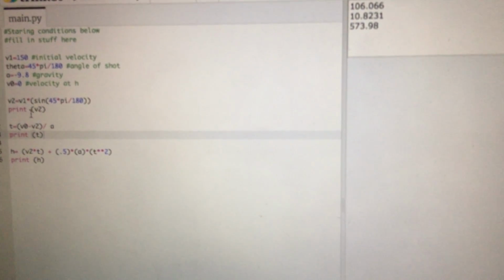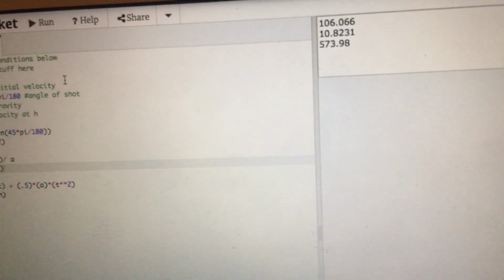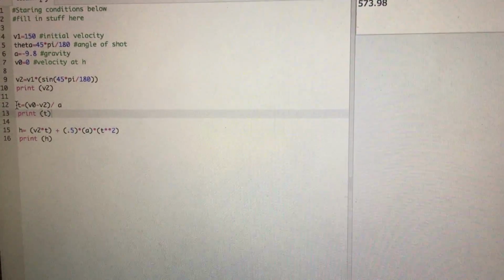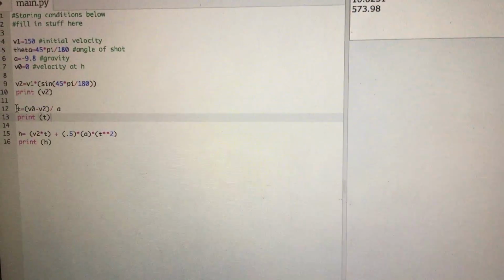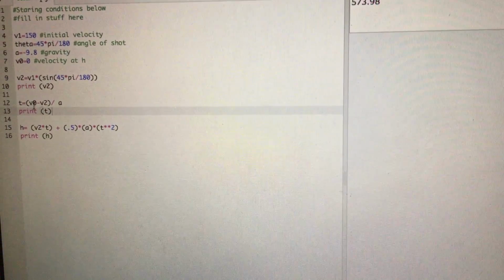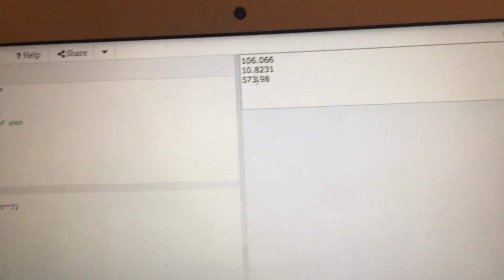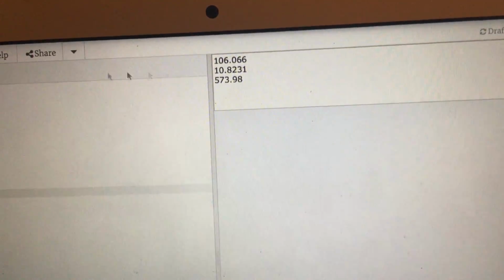We're going to hit print v2, and it comes up with 106.066, or 0.01, whichever you want to do. We're going to use those numbers. And from there, we still need time, remember, in our original formula. So we're going to rearrange that to equal time equals v0 minus v2 divided by acceleration. Print t, which turns around and gives us 10.8231 seconds until it gets there.